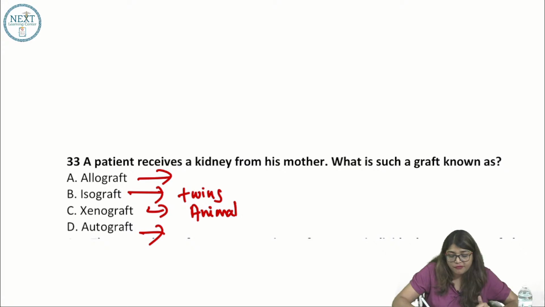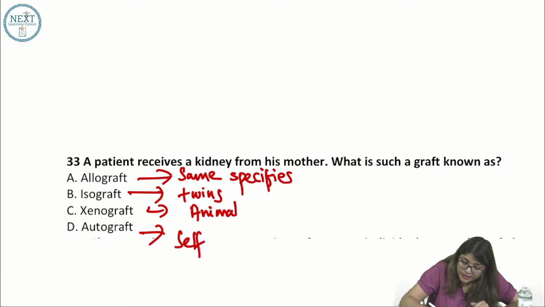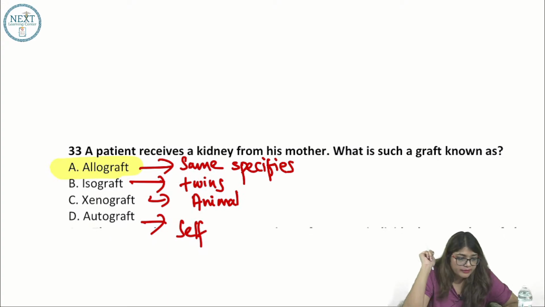Auto is from self, while the same species is known as allograft. Okay, so mother is same species. If it was twin, you would have put it as isograft, right? Very good, very good. Thank you so much.